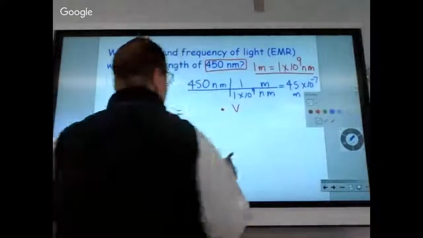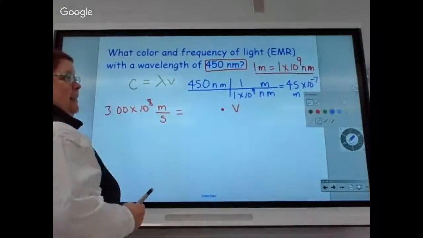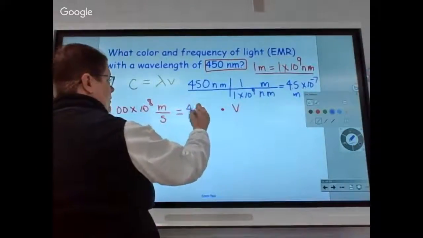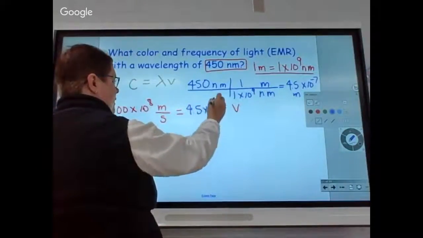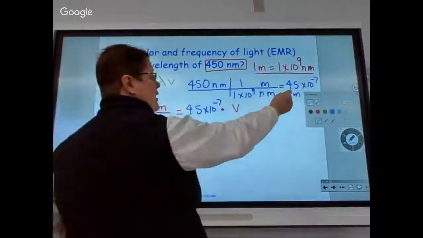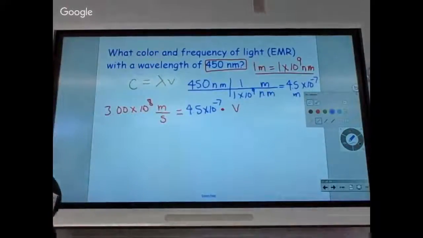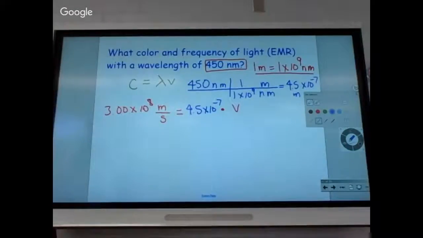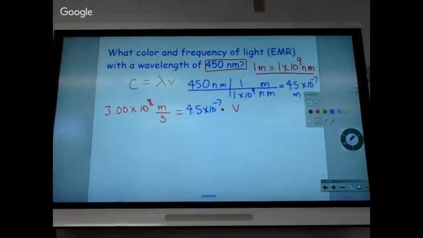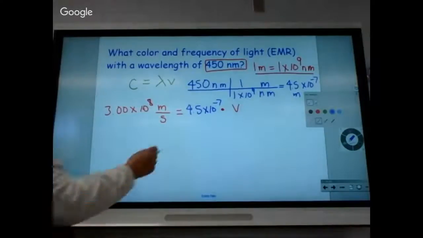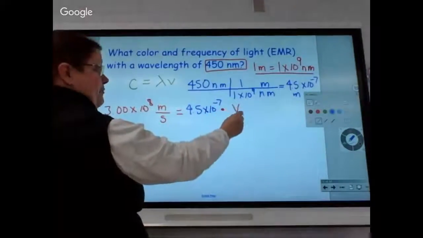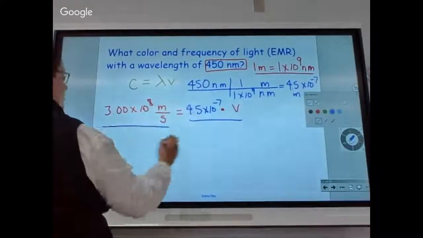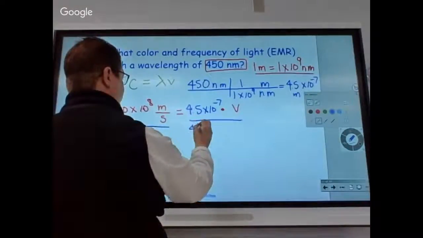All right, so where do I put that 4.5 times 10 to the negative 7? That's your wavelength, right? Yeah, we got to solve for the V. All we did was change the unit to meters. Now we got to put it here. Now how do we find the V? No, you divide that. That's a multiply, and we want the V. So what's the opposite of multiply? Yeah, that's fine.